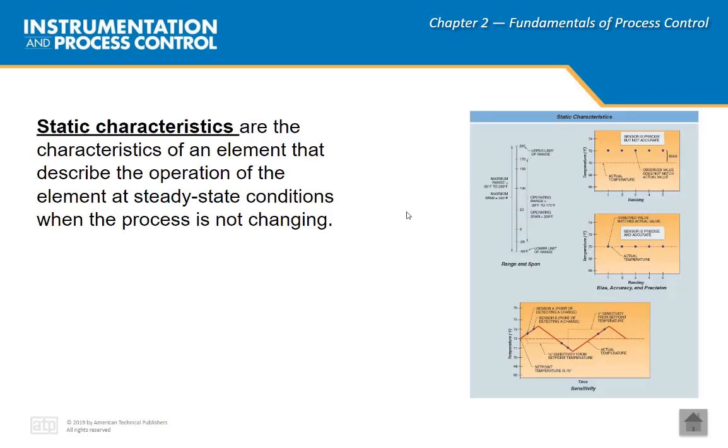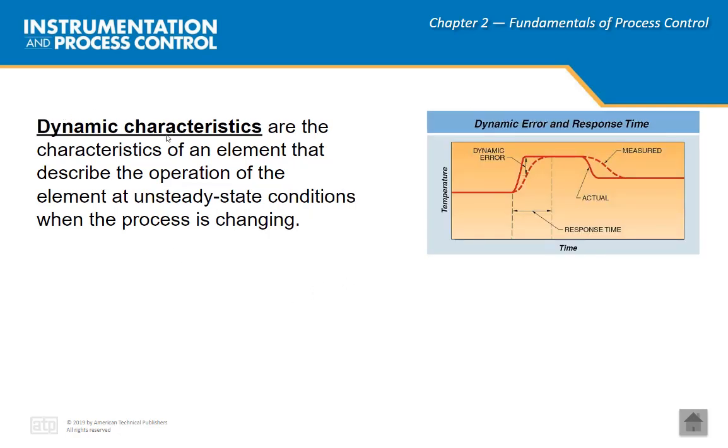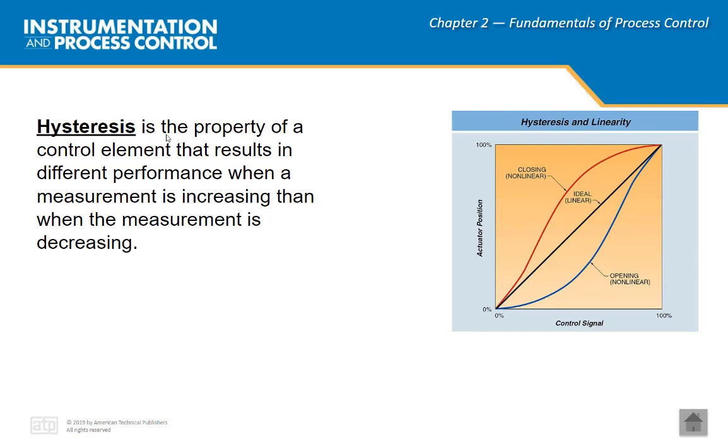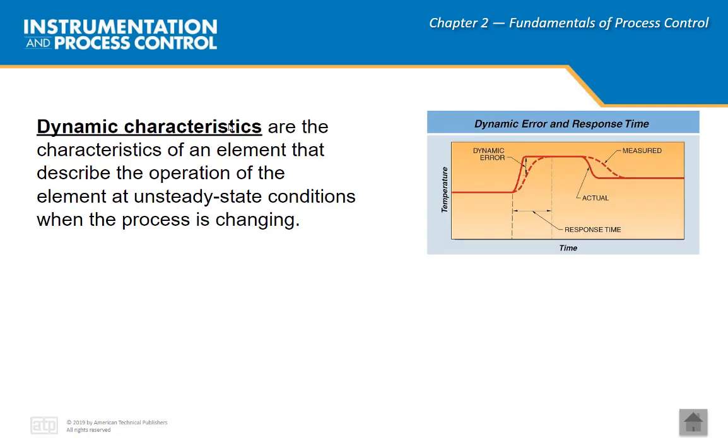Next is performance characteristics. Alright, it talks about static characteristics, or the characteristics of an element that describe the operation of the element at steady state conditions when the process is not changing. And it refers to dynamic characteristics. And basically what this means is how fast it responds to a change in, let's say, temperature, for instance. So how dynamic it is means how fast it can change.